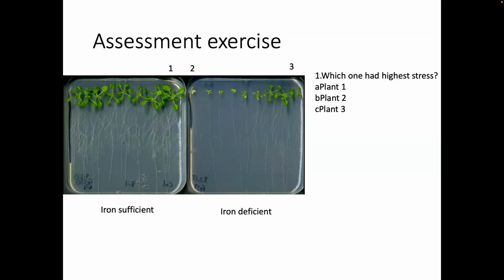Okay. What do you think? 2. Yes. So the second plant had the highest stress. How do we know that? Because we know that this plant had the potential at least to grow like that, but it grew the smallest, therefore it must have the highest stress.